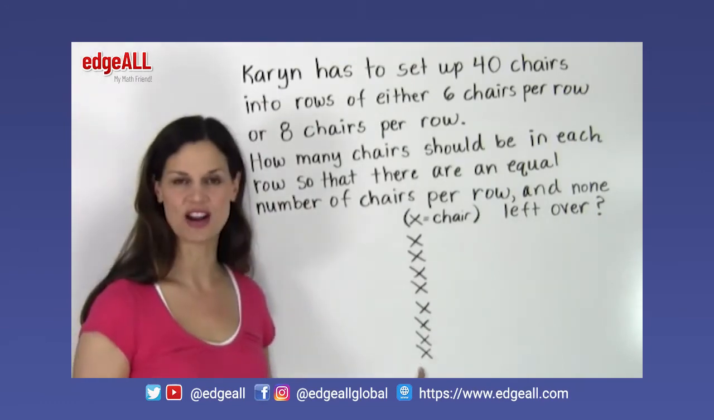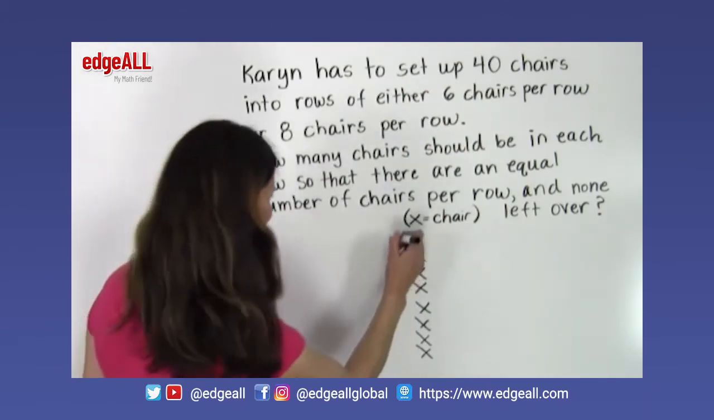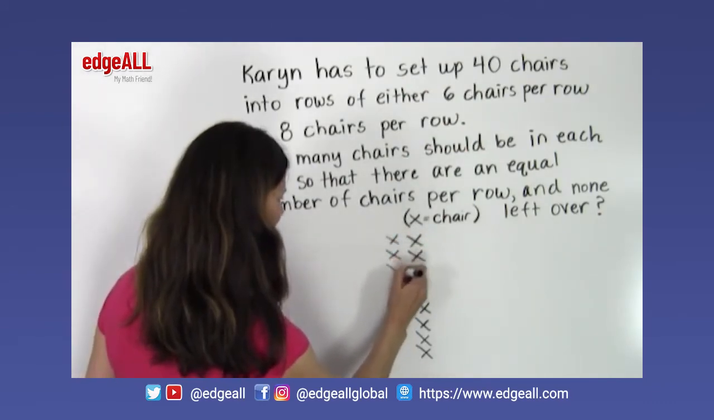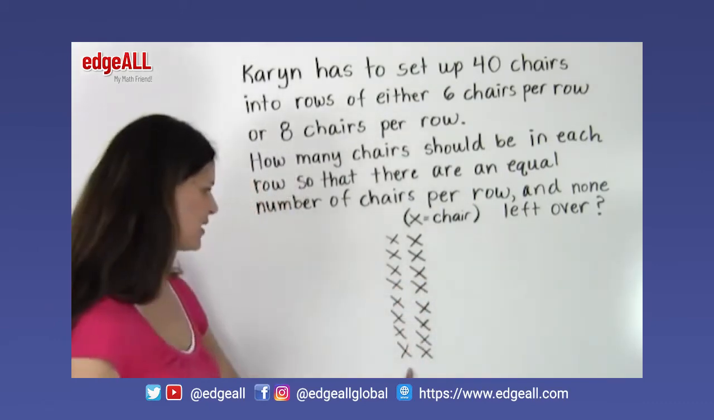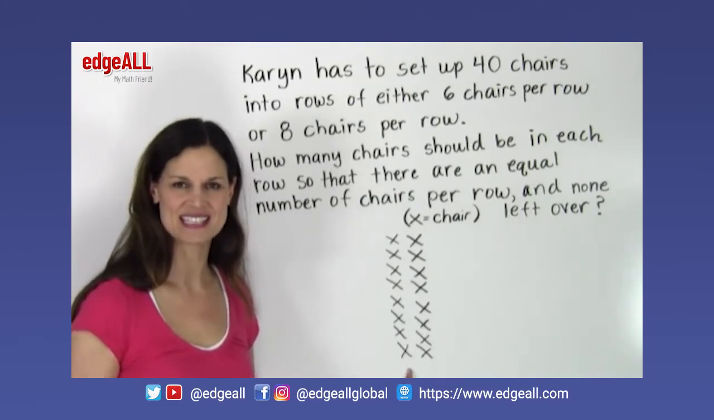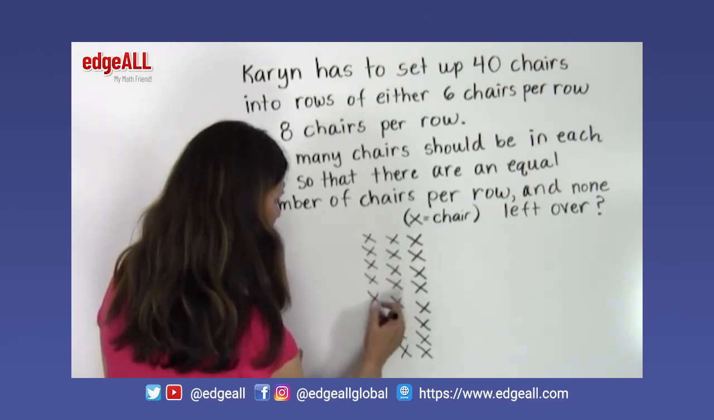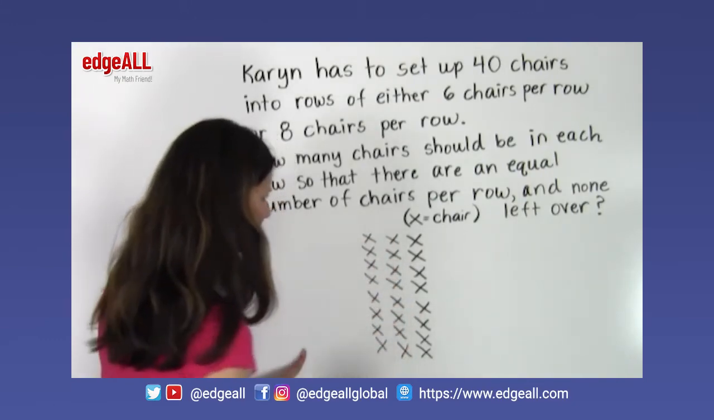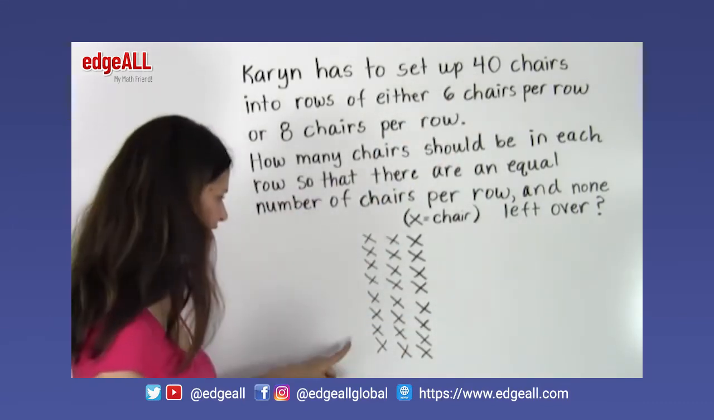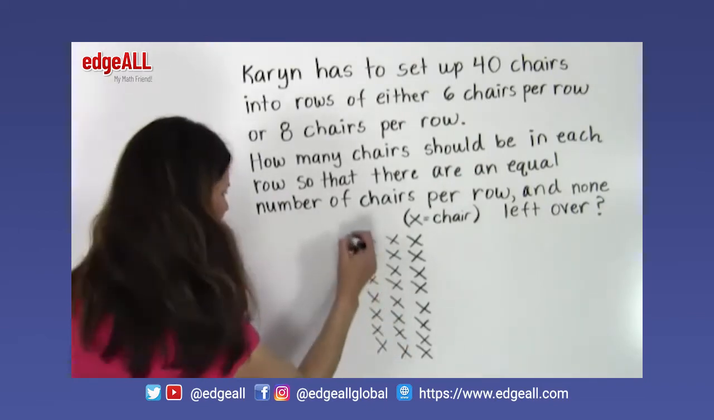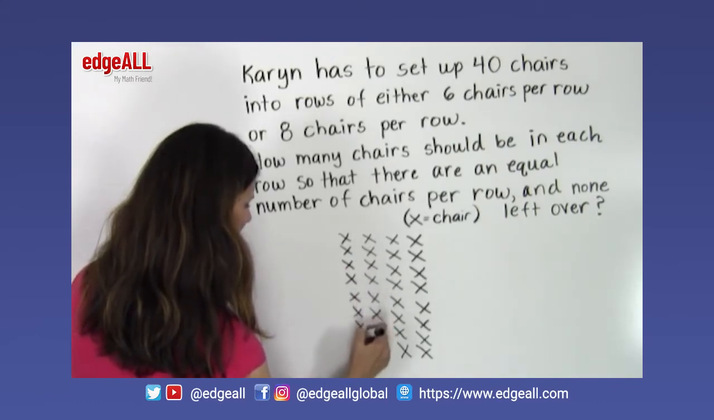Okay, so far we're at 8 chairs, but we have a total of 40, so we know that we can make another row. So let's do a second row of 8 chairs. So now we've got 16 chairs set up, and we're going to set up a third row of 8 chairs. So now we're at 24 chairs. We still have quite a few to go because we have 40 total. So let's do another row of 8. 1, 2, 3, 4, 5, 6, 7, 8.